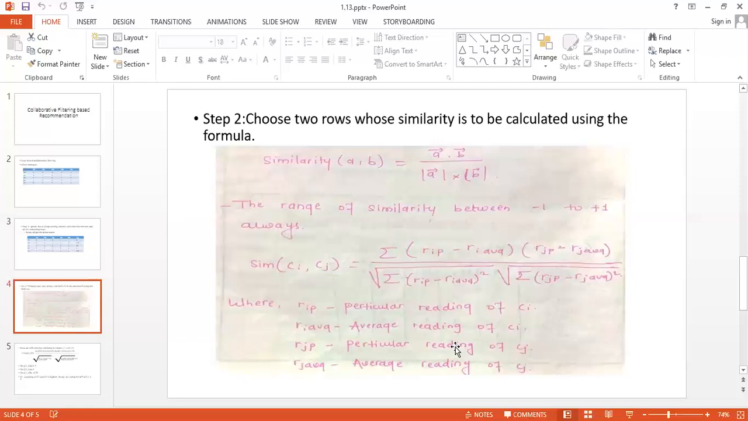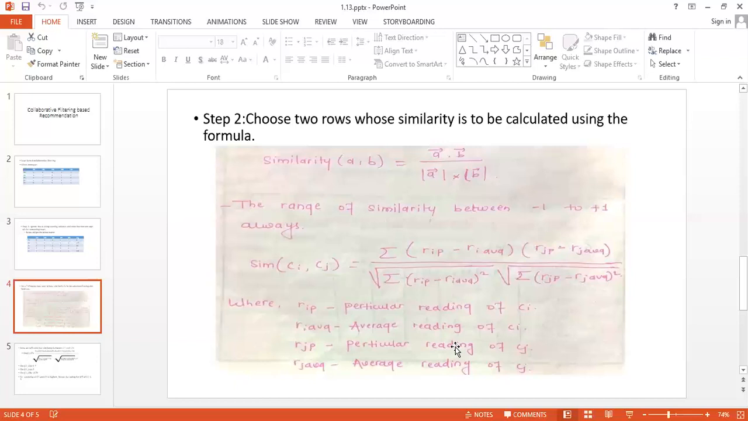Now, divided by, we have to write a square root, where for every value minus its average we take the square, and likewise we have to multiply the things, and after that we have to add all the things.